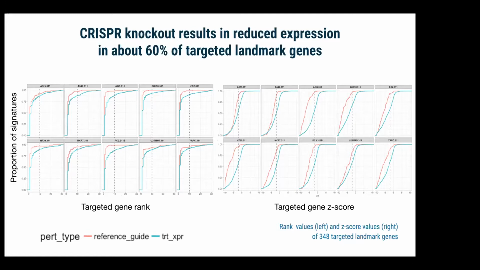And so these are cumulative distributions for these Z-scores and ranks in the 10 different cell lines, stratified by whether the particular guide we're using is a test guide in blue or a reference guide, which is a known high quality, highly effective guide in red. And so overall, we see that around 60% of the genes that we targeted were knocked out in any given cell line. So that's certainly a non-trivial fraction, and I don't know that it's necessarily a given that a gene that is targeted for knockout would necessarily have reduced expression, but we're seeing that more often than not, that is the case based on our data.